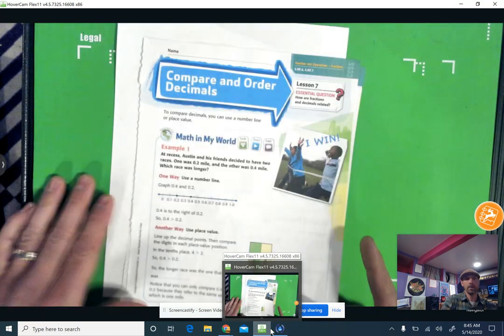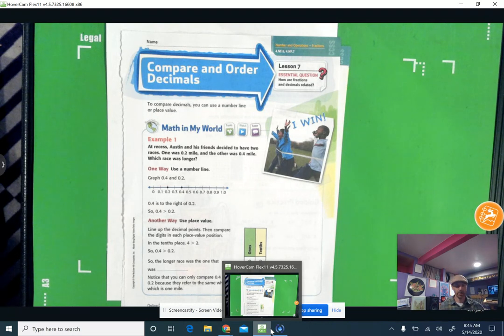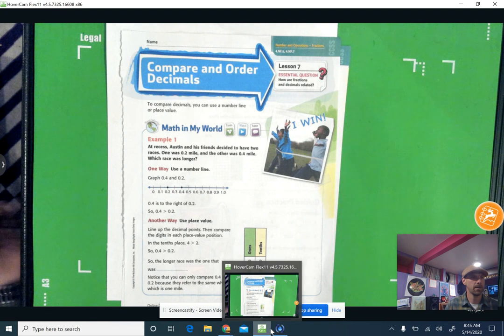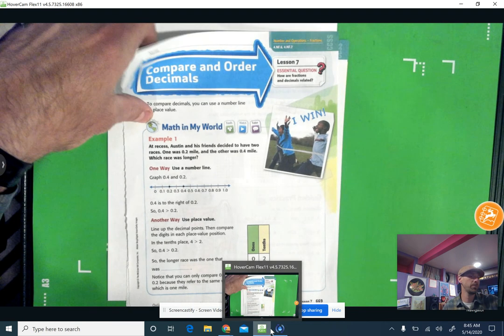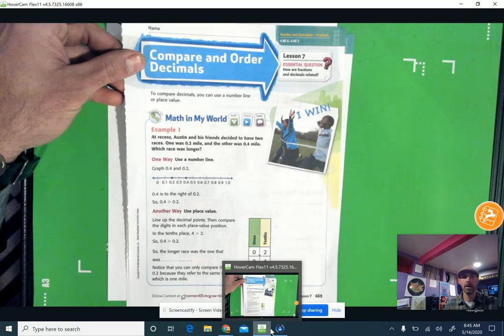Today we are going to be comparing and ordering decimals. We're going to do that in a couple of ways, two ways actually, and we're going to be using number lines and place value charts.